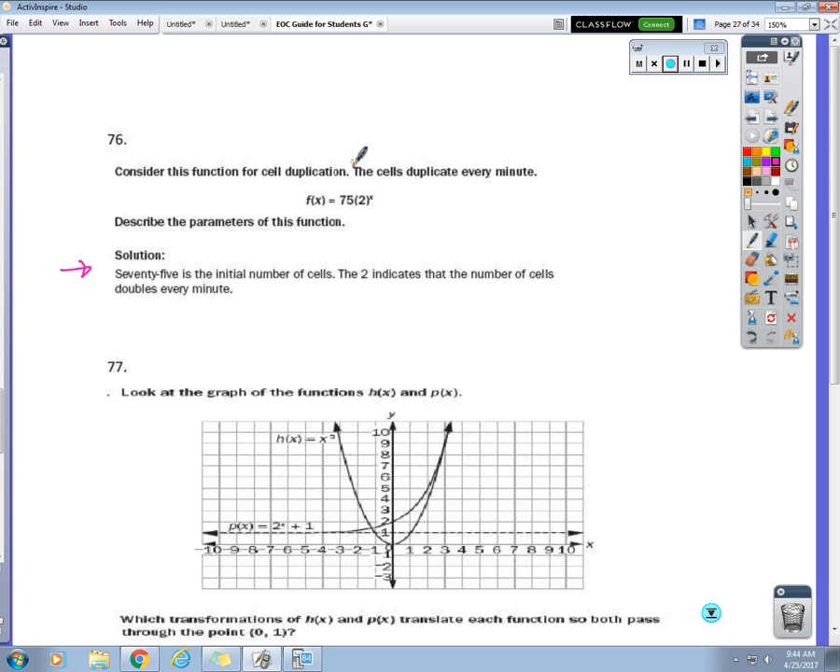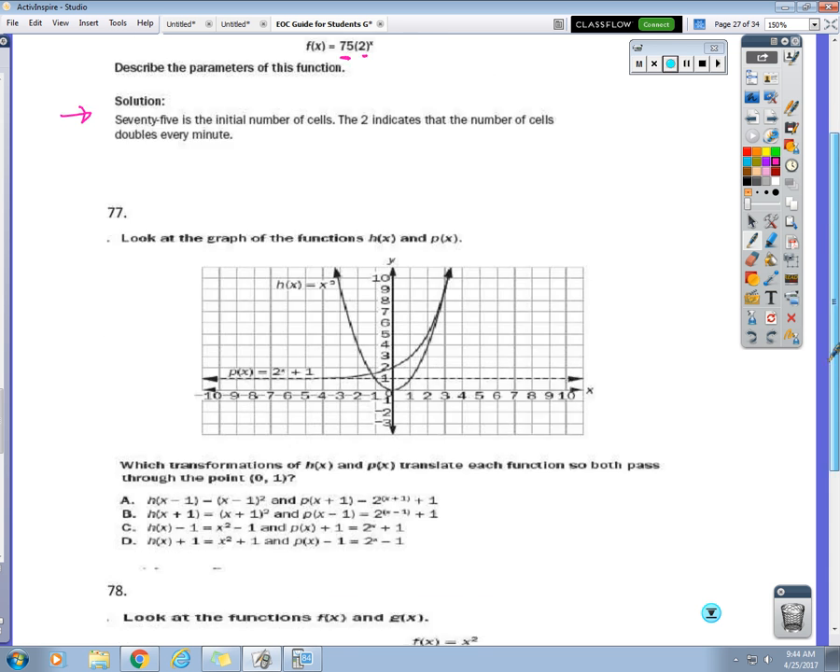So they were just trying to ask you if you knew what the 75 represented and what the 2 represented. Well, the 75 is always your start value. Whatever's out front in an exponential function is always your starting value. So they started with 75 cells. And then the cells were doubling because your growth factor is 2. So that's what they wanted you to see. Just remember, in an exponential function, the first number in the A place is always your starting value. The number in the B place is your growth or decay factor, and then X is time.